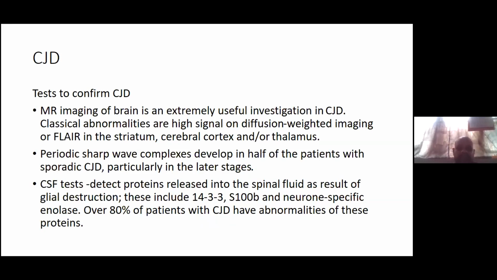CSF tests can be useful, where, because of the disease itself, there can be destruction of proteins within the central nervous system, which can release these proteins, which include protein 14-3-3, S100B, and neuron-specific enolase, which is detected in the CSF. And approximately 80% of these patients with CJD will have these proteins within the CSF.